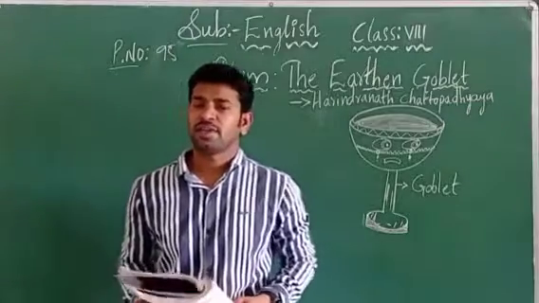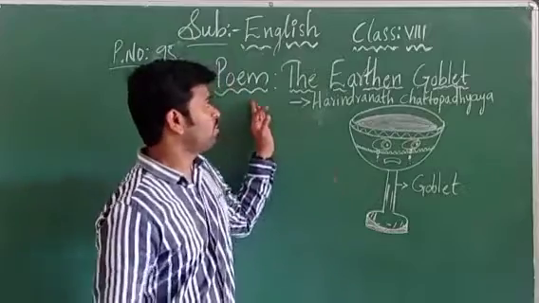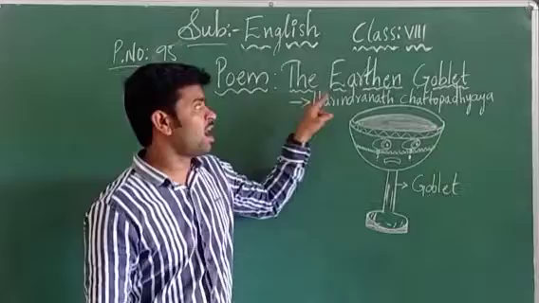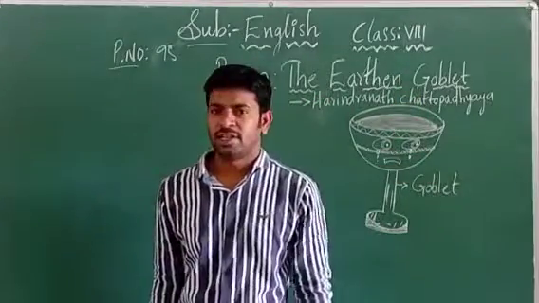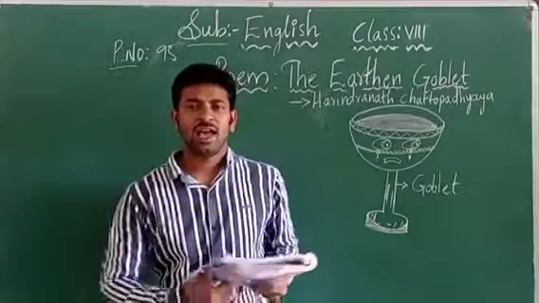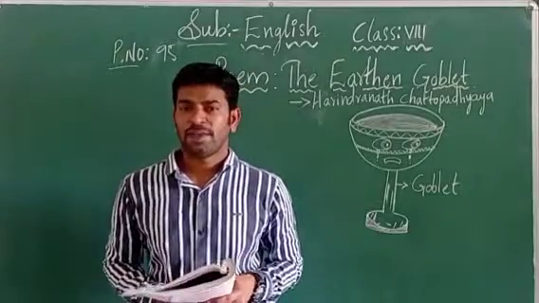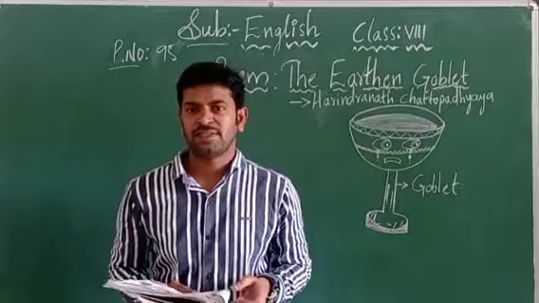Now from the reading we are going to learn something new, the poem. The name of the poem is the Earthen Goblet. Okay, the Earthen Goblet, children. It is present on page number 95. Already I have written on the blackboard. So without getting confused in opening the textbook, directly go to page number 95. There one poem is present, children.